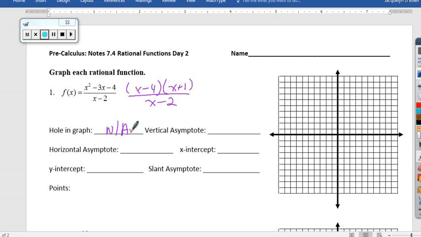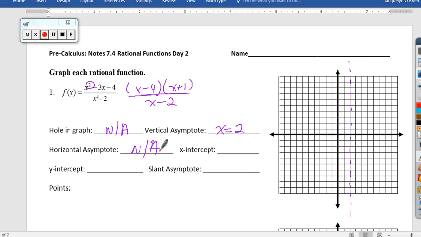That means that we have no hole in the graph. As always, our vertical asymptotes come from driving the denominator to 0, so that's going to be the line x = 2. Now looking at the exponents on the leading terms, we have a 2 in the numerator and a 1 in the denominator. When the exponent is higher in the numerator, that means we have a slant asymptote, not a horizontal. And horizontals and slants cannot exist at the same time.